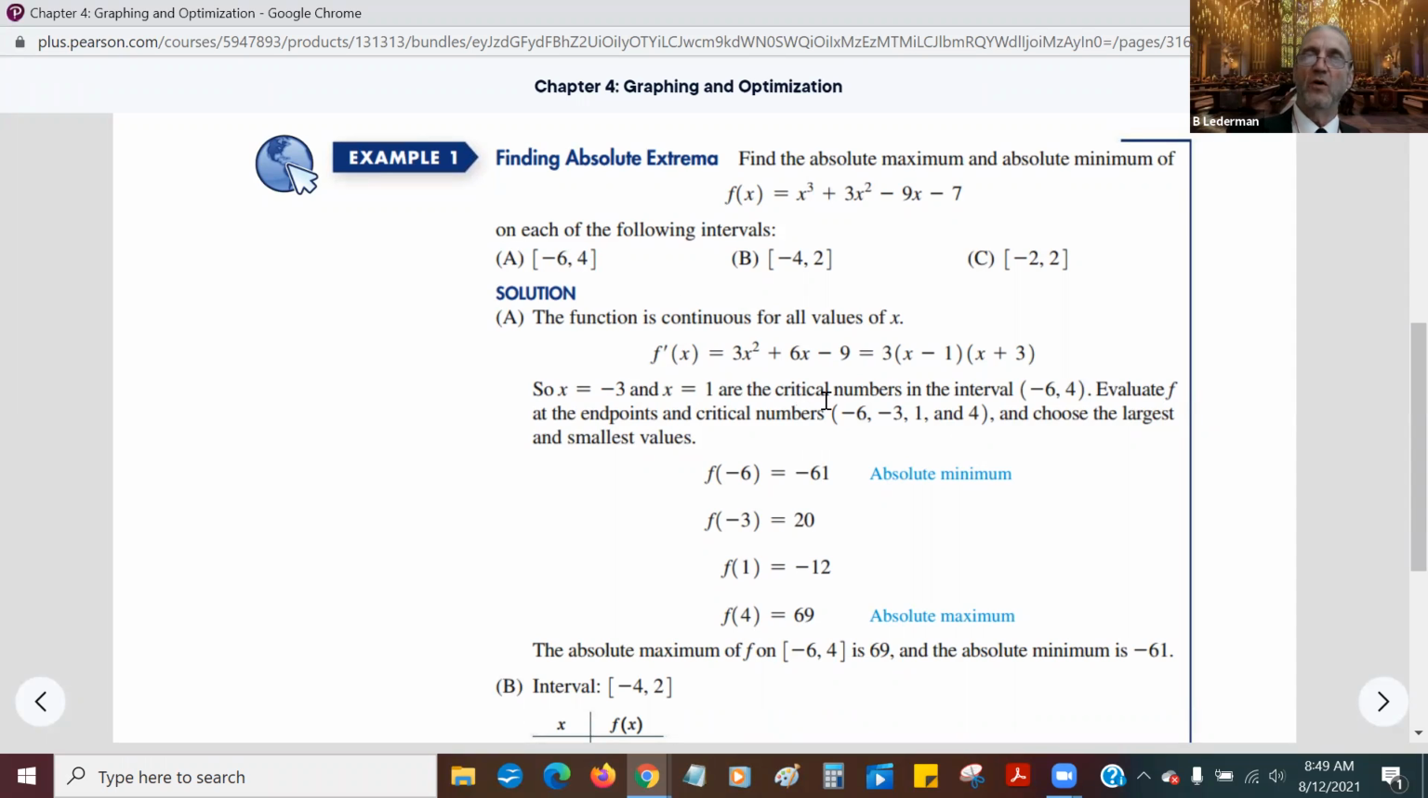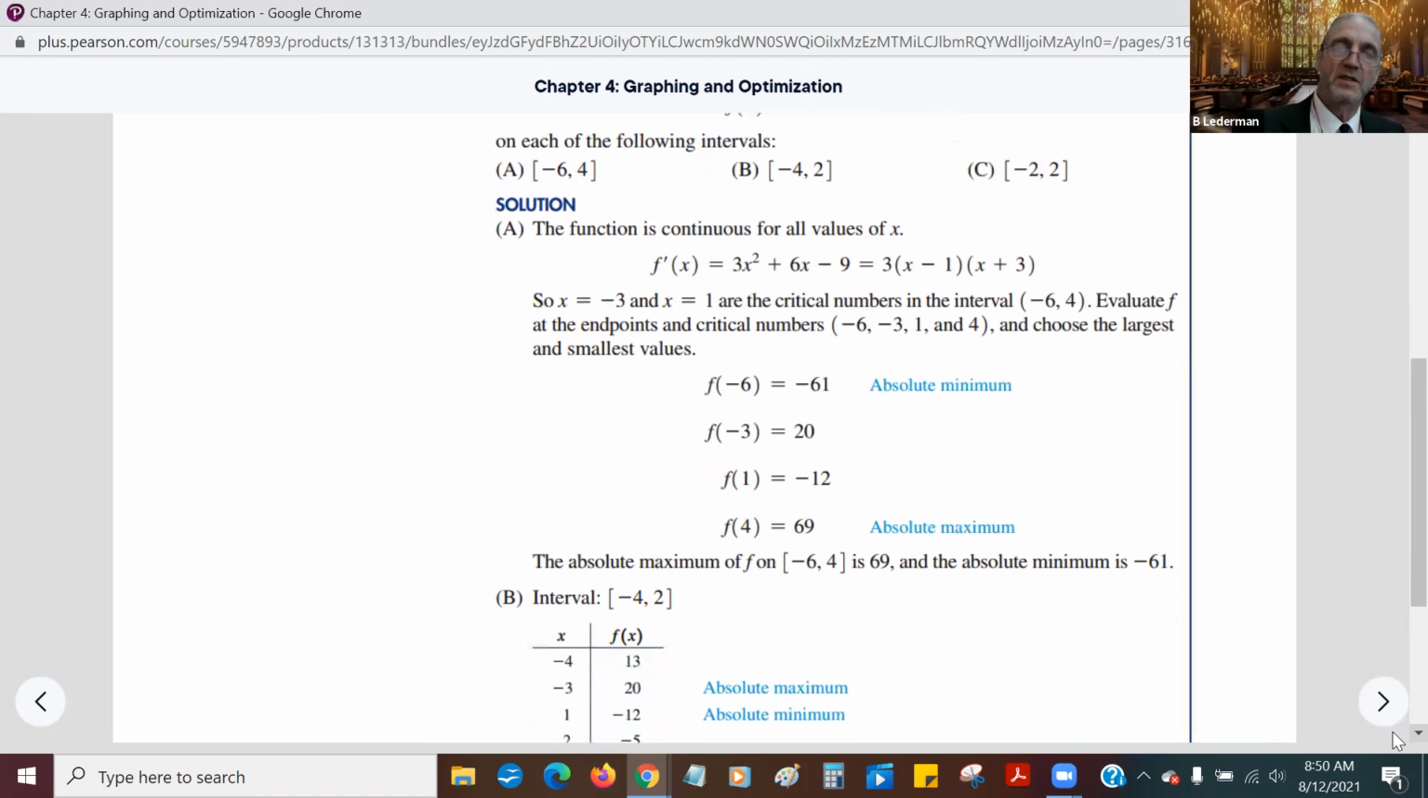So basically, all I literally have to do is take these four numbers and plug them into the original f, not f prime, to see how high it is on the graph. So I plug these all in. You see that -61 is the lowest and +69 is the highest, and there's my absolute max and my absolute min.